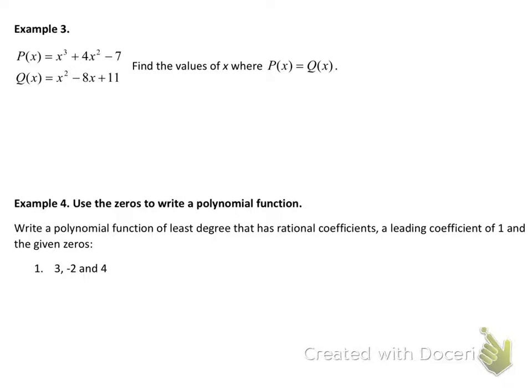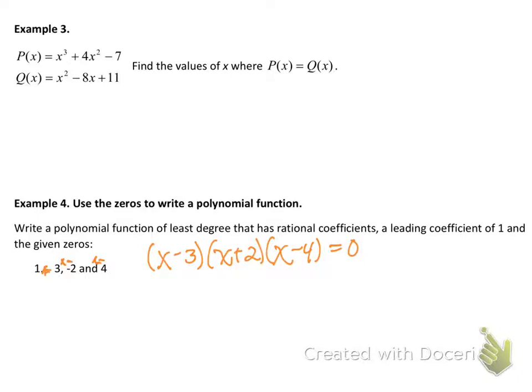Okay? All right, so moving on with these then. Example 4, use the zeros to write a polynomial function. So it has these zeros: x equals 3, x equals -2, x equals 4, which means the step before it was x minus 3, x plus 2, x minus 4, right? Because in order for x to equal 4, the factor must have been x minus 4, because then to solve for x, you're adding 4.